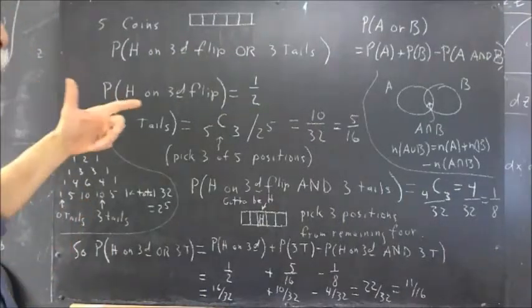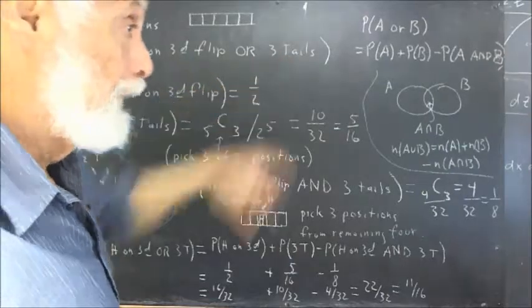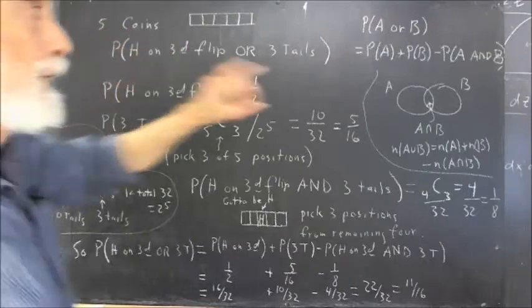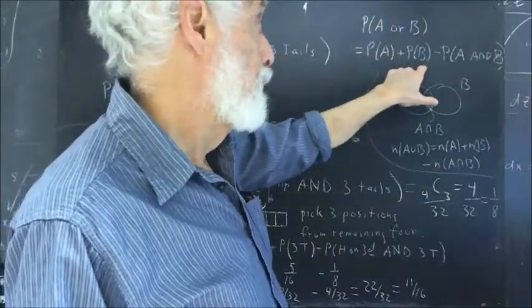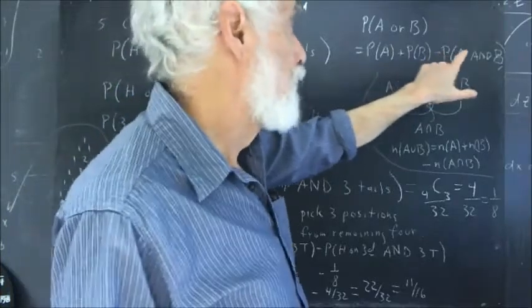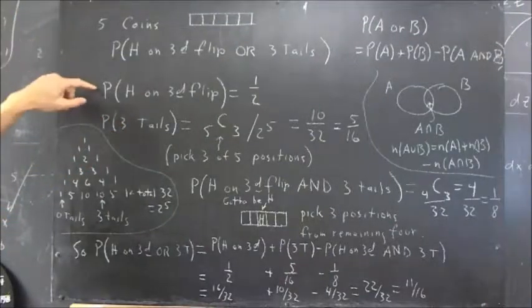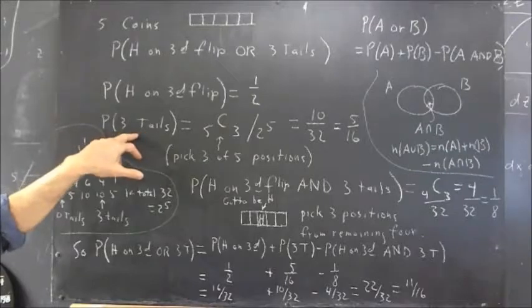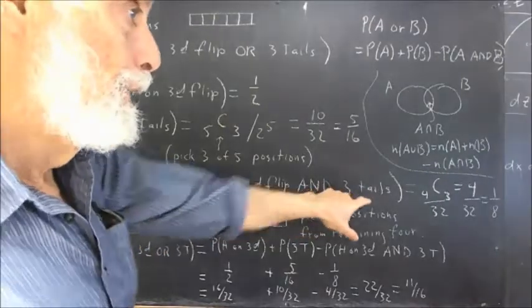Now, not all those outcomes have a head on the third flip. Not all those outcomes have 3 tails. Well, let's see. Let's start by thinking, well, probability of A or B is the probability of A plus the probability of B minus the probability of A and B. So what we want to do is figure out the probability of getting a head on the third flip, the probability of getting 3 tails, and then the probability of head on the third flip and 3 tails.